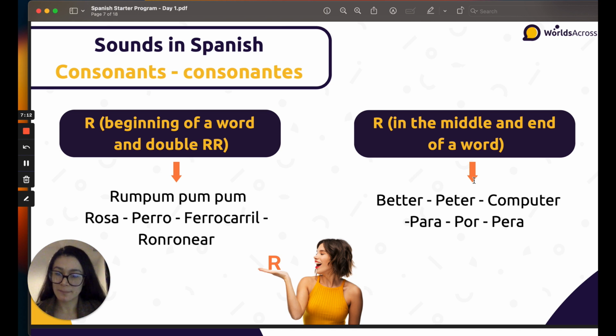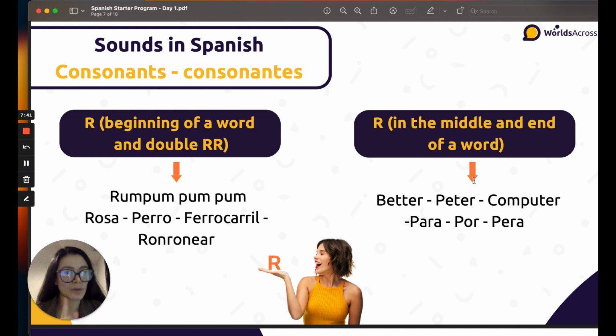In English, we have the sound when you sing "rum bum bum bum," for example. In Spanish, we say also "rum bum bum bum" for the song, but the pronunciation, when it's at the beginning, the R, yes, we say rosa, right? That's the name, Rose. But we also find it with two R's: perro, ferrocarril, or ronronear, okay? It's always pronounced strong because it's at the beginning or in the middle with double R.